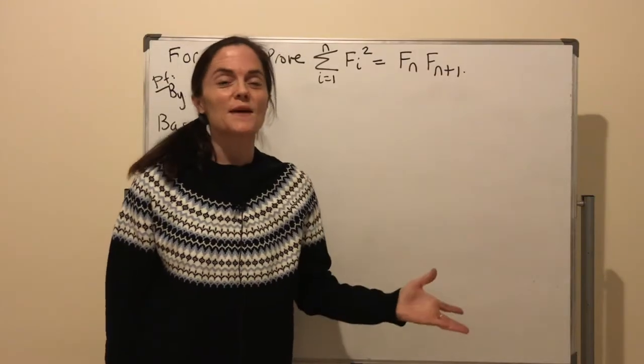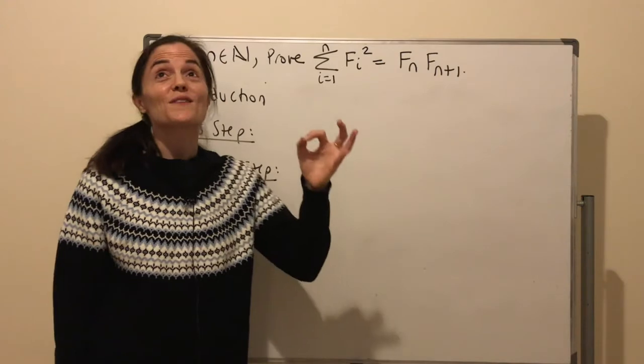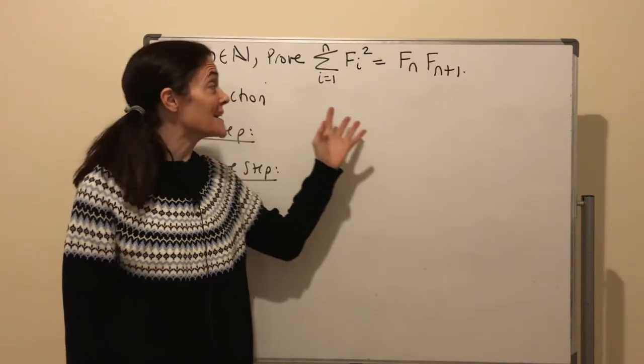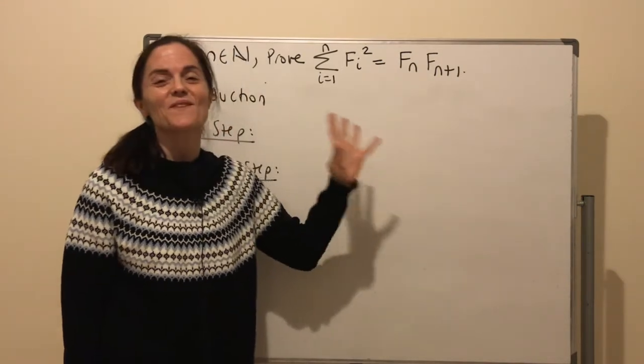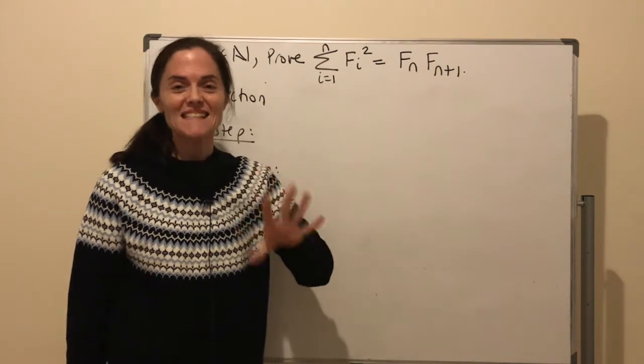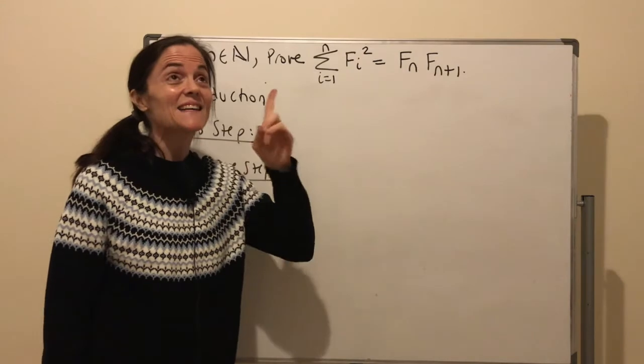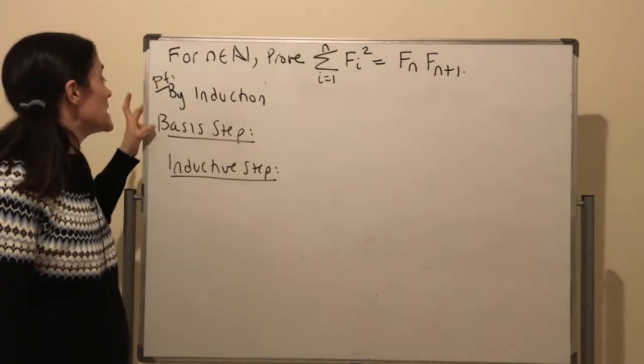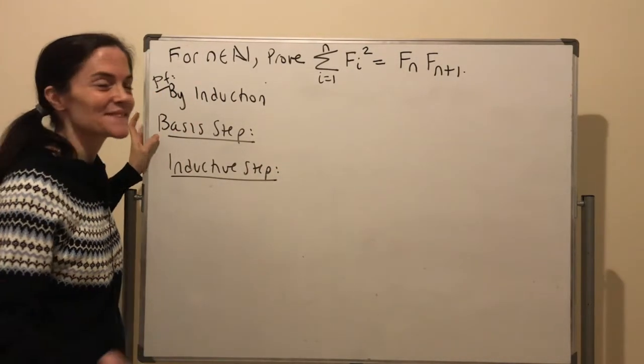My first example was about the sum of the first n Fibonacci numbers. This one is about the sum of the squares of the first n Fibonacci numbers, and we will prove it's f_n times f_{n+1}. Again, by induction, we have a basis step and an inductive step.